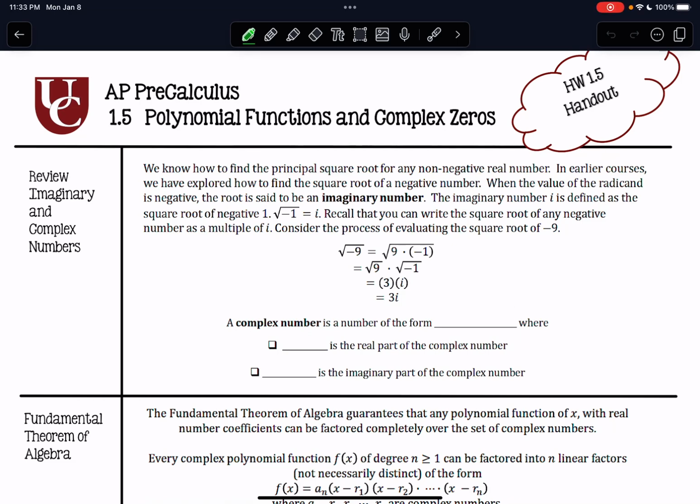I'm going over AP Pre-Calculus Lesson 1.5, Polynomial Functions and Complex Zeros. And we're going to start with a review just of imaginary numbers.